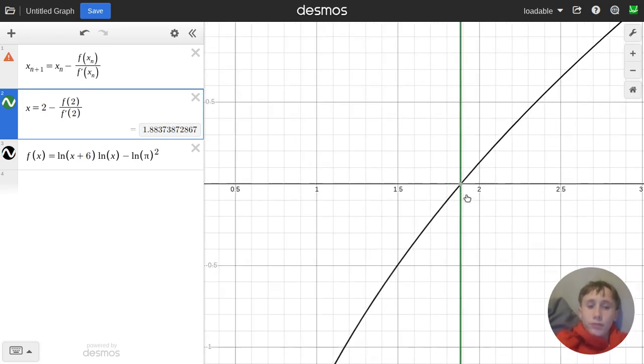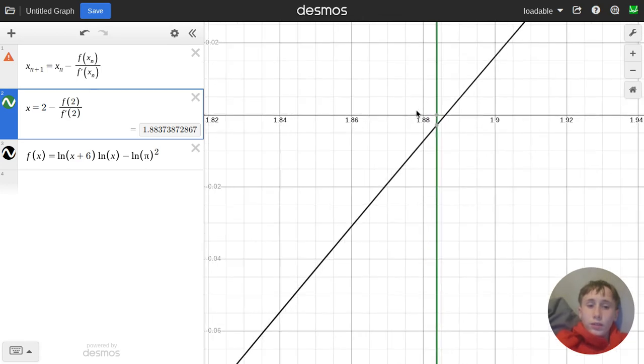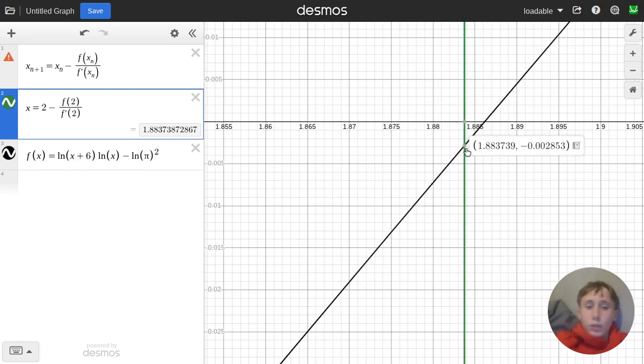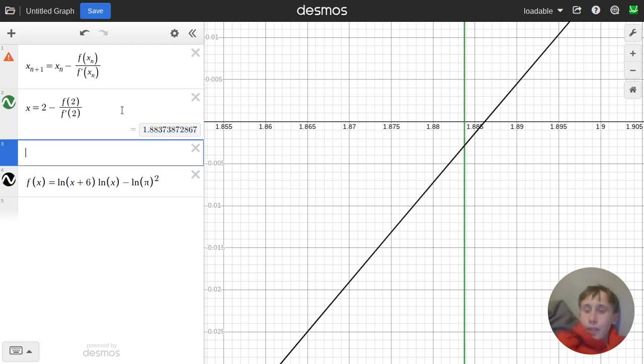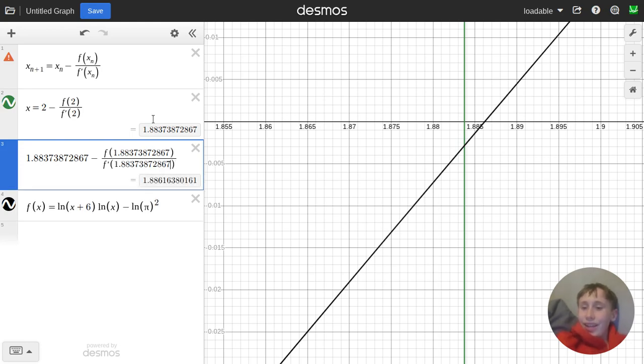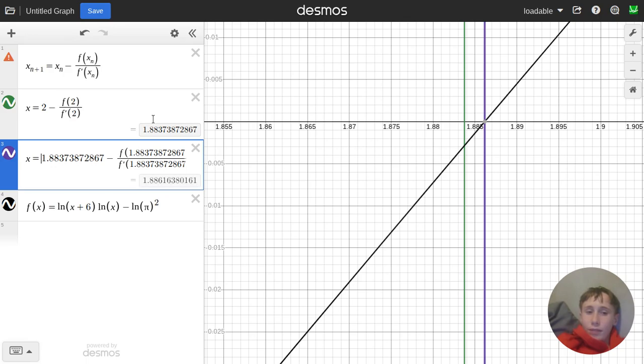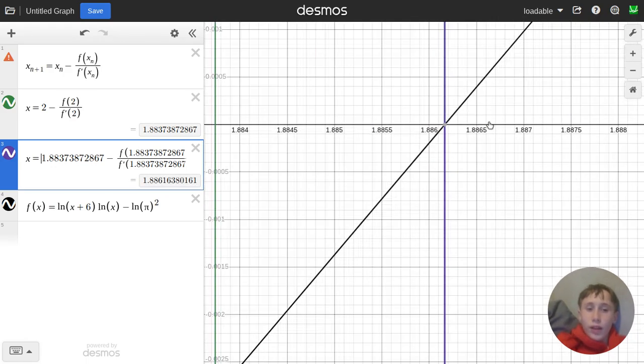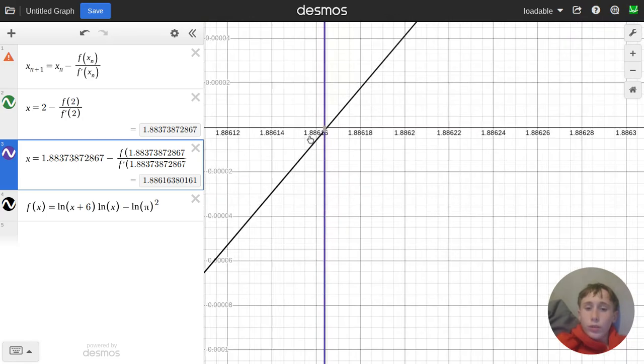See how close we are already? Right there. So our answer is going to be this, 1.8837387287. So that is our new x, so it's going to be that minus f of this over f prime of this, and then x equals that. So, look at that. Look at how close we got with just two simple little things there.